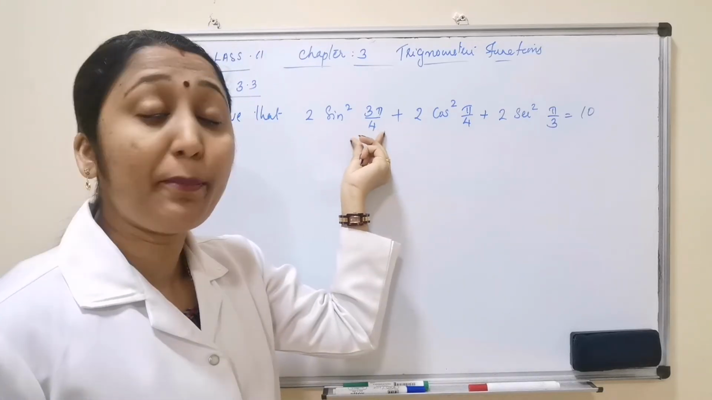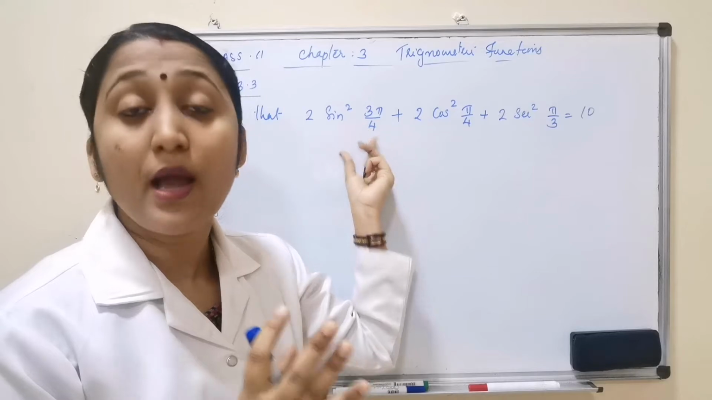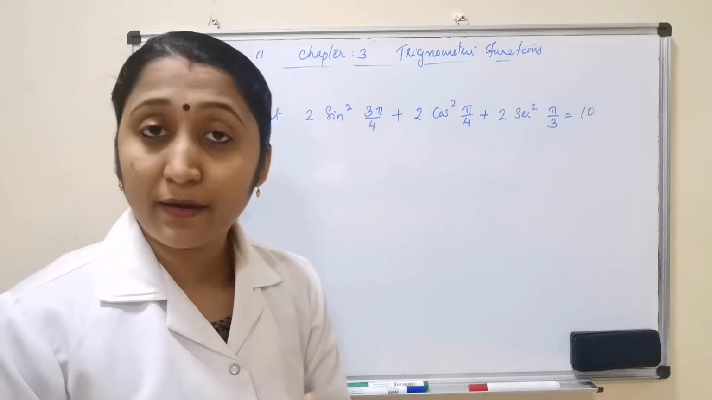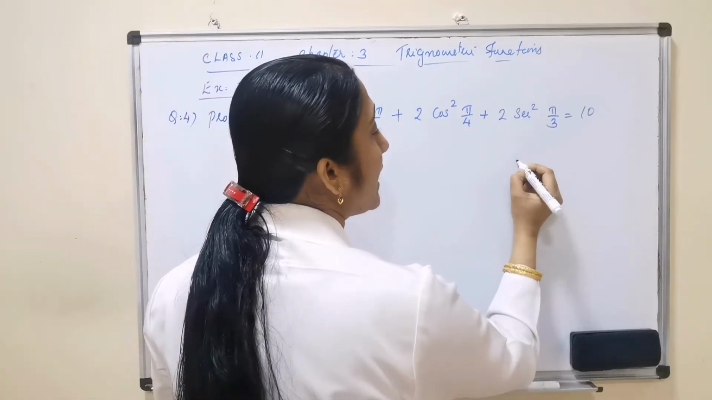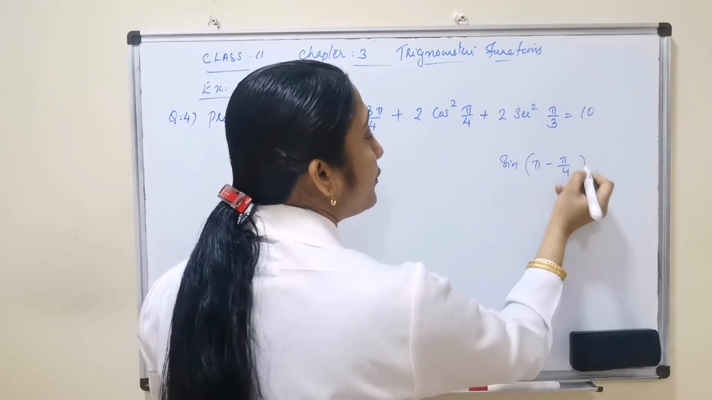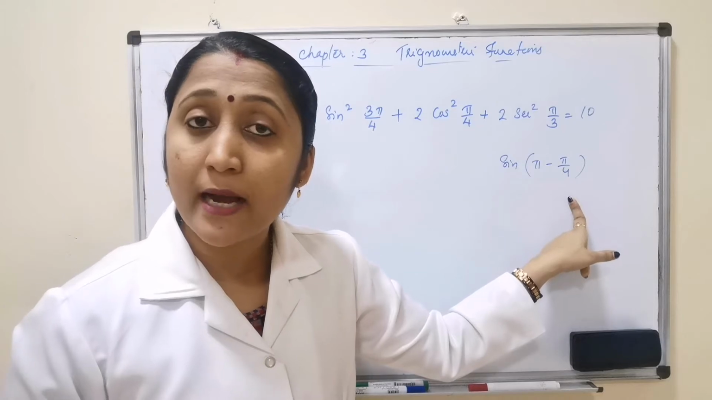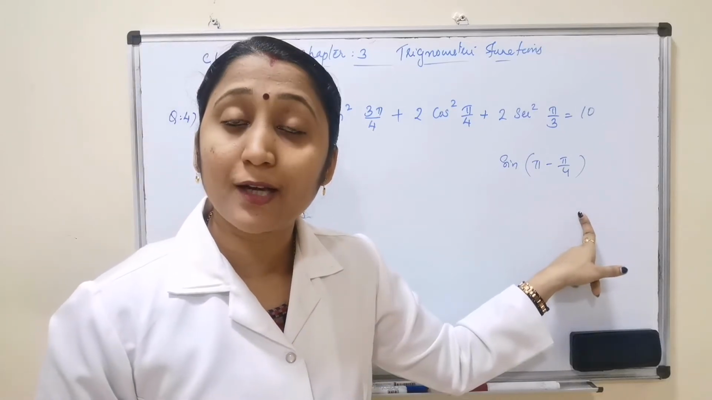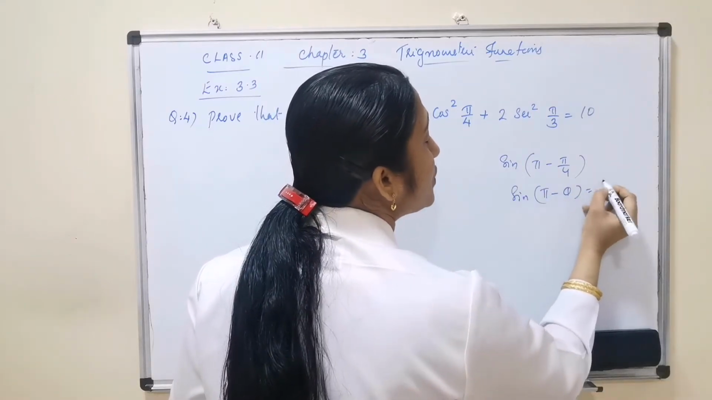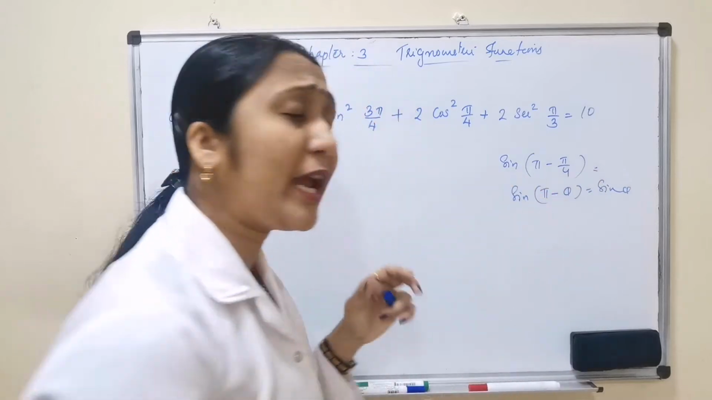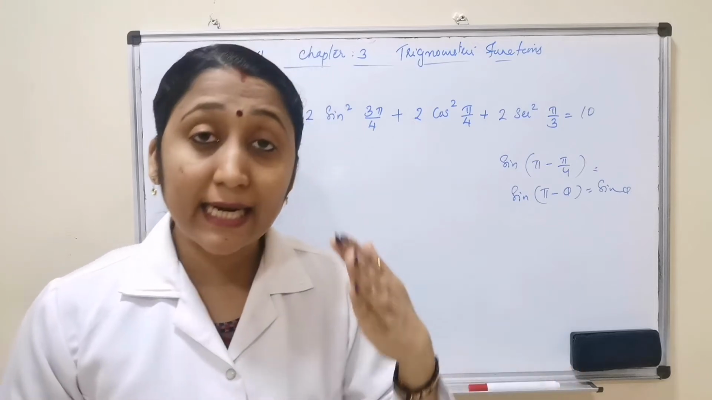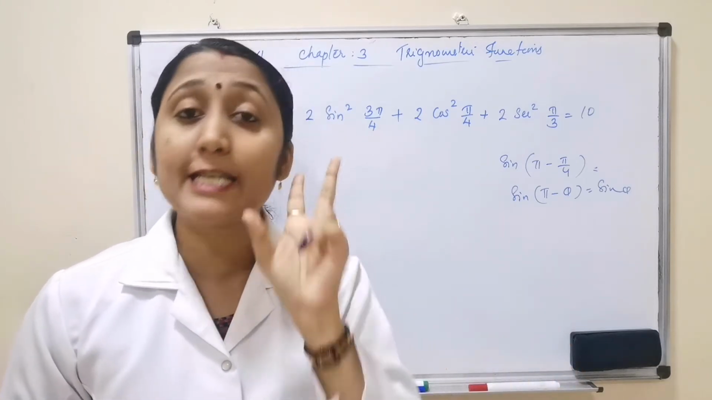First of all, this 3π/4 changes into π/4. That is based on π plus θ or π minus θ. Here, 3π/4 means we have to choose sine of π minus π/4. What is sine of π minus θ? Sine of π minus θ is equal to sine θ. Here π minus θ will be in the second quadrant.